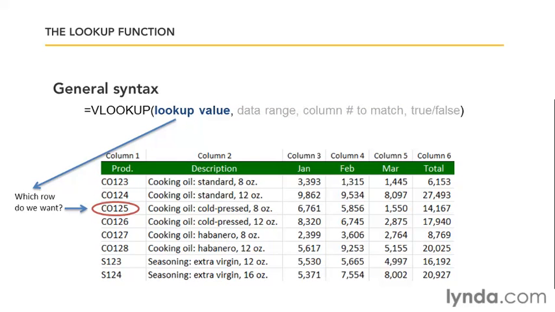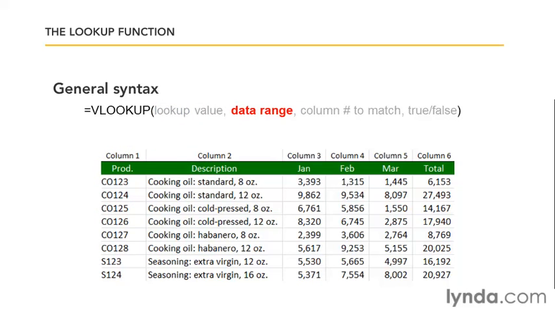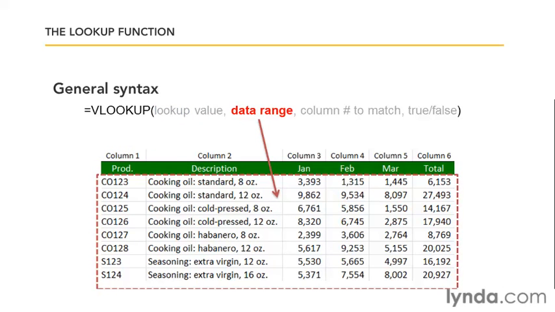The lookup value is something typical like a product code, maybe a social security number, maybe an employee ID. It's really whatever is the key that will find your record. If you're familiar with databases, this is what you would call a primary key. It's some unique identifier that tells us which row we want. Now, the data range is the entire data area, all of the columns that you're looking for.